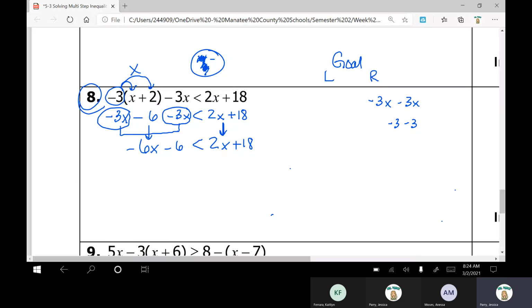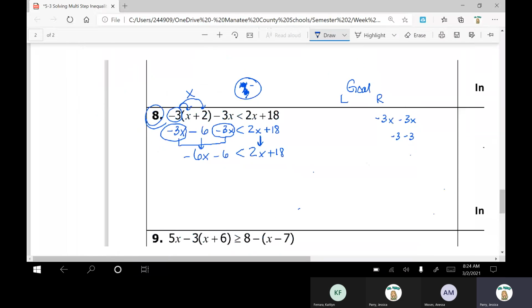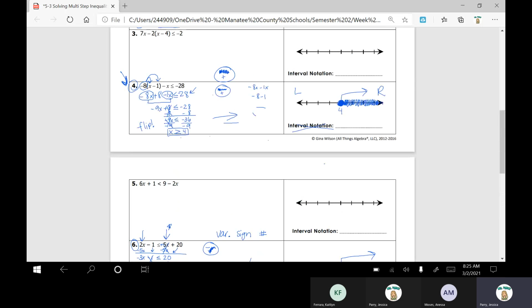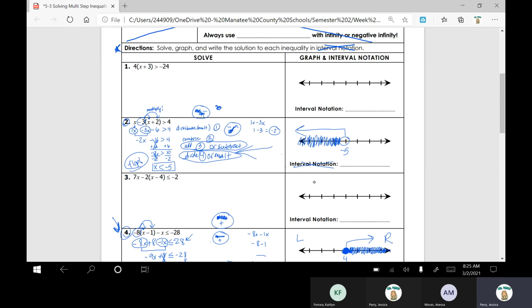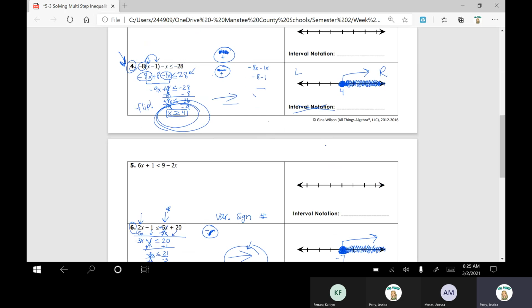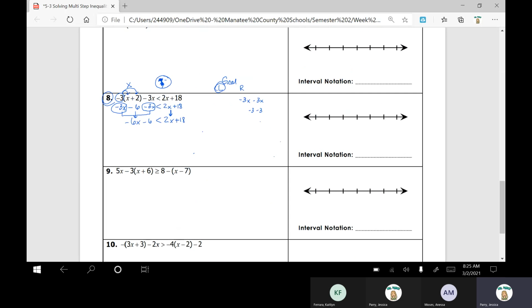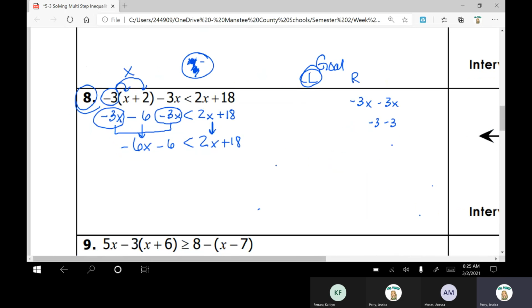So for our final answer, your goal, you want to have the variable on the left side. So let's go back and look at number 6. Your variable is on the left side. That was good. Number 4, variables on the left side. Perfect. That's our goal. Number 2, variables on the left side. Okay, so let's follow that same pattern. We want to get the variable ending on the left side for our goal. Let's zoom back in here.